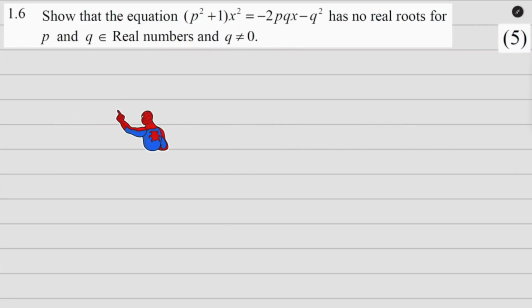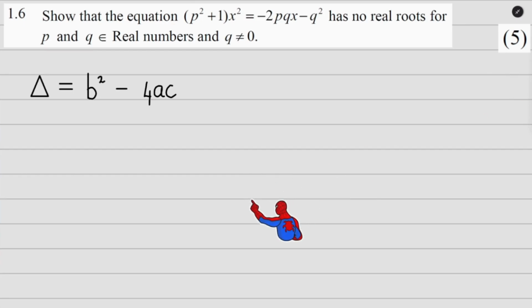And then in question 1.6, we need to show that this monstrous equation has no real roots for p and q is an element of real numbers and q cannot equal 0. So let's walk through how we're going to do this. So we are going to have to sub a, b, and c into the nature of roots formula. But there's a problem. This thing is not in standard form quite yet. So that's going to be mission number 1, is to get this equation into standard form. So let's go ahead and do that.